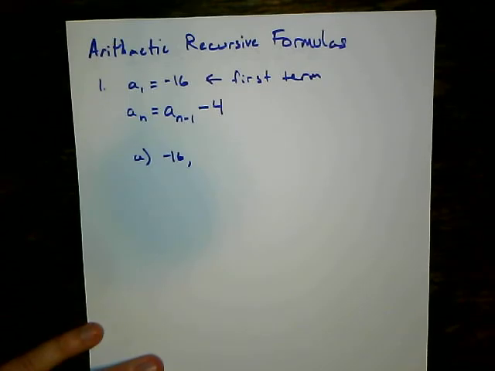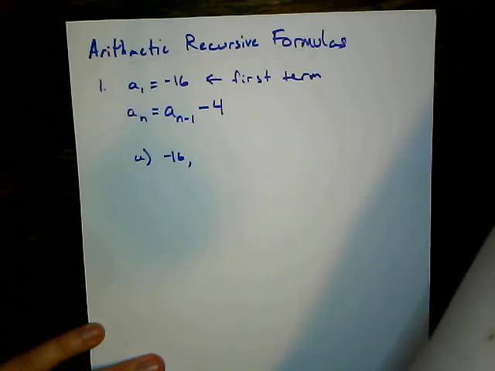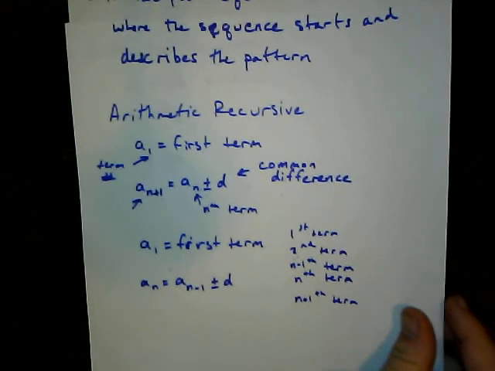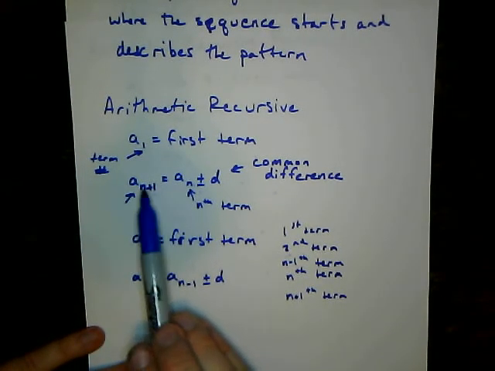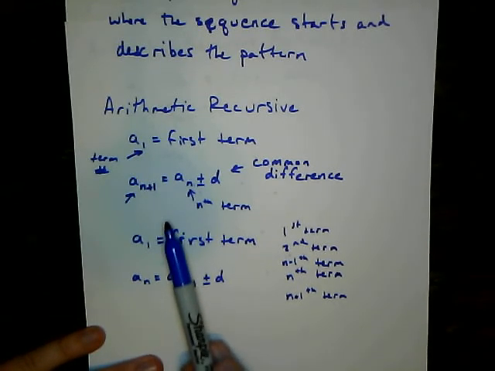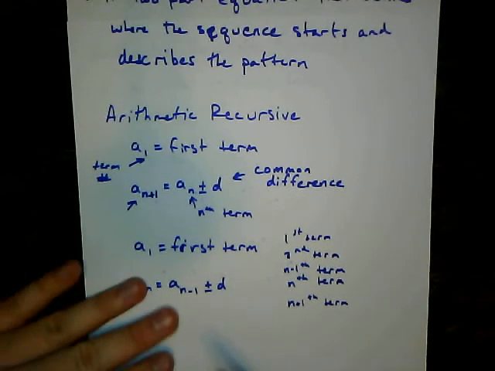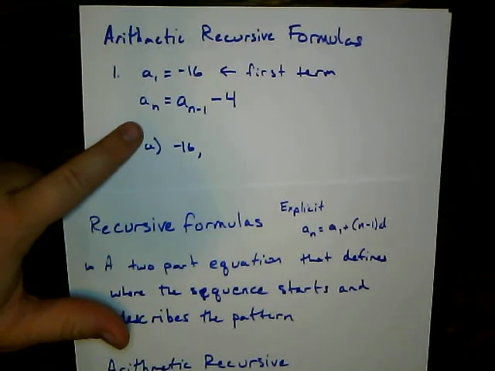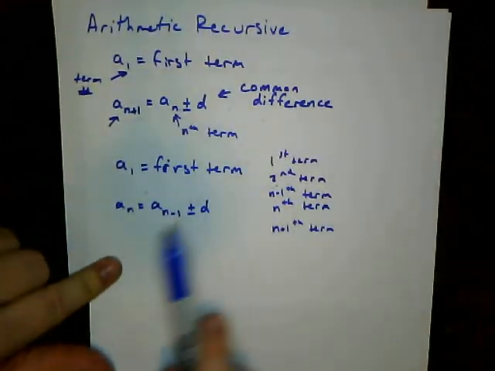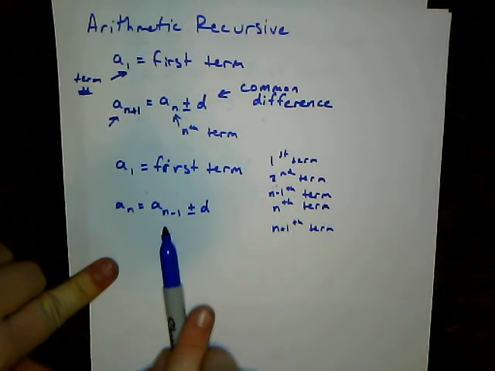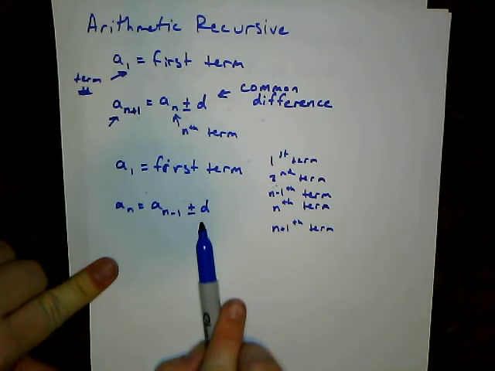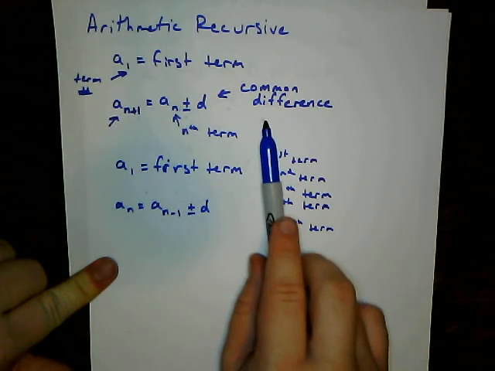Now if you remember back to our formulas that we saw, I'll go ahead and pull that up for us. In arithmetic recursive formulas, we said we've got our first term A1, and then we have AN equals AN minus 1. Now as we come down here, AN equals AN minus 1 plus or minus D. And we said that D was that common difference.